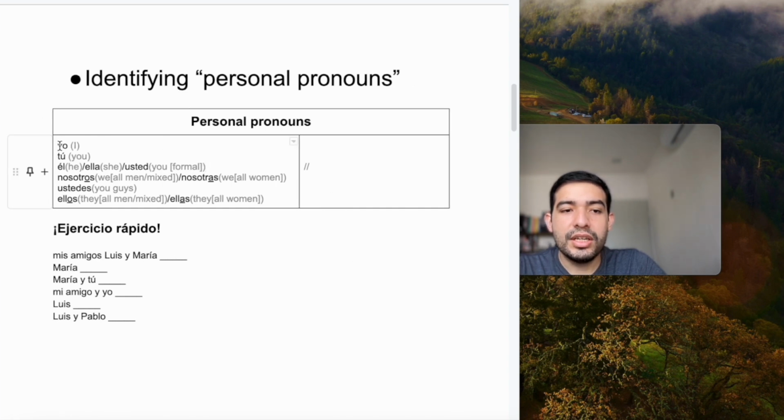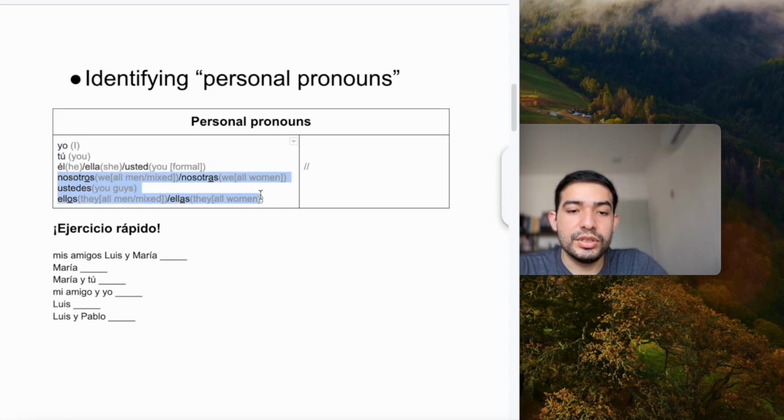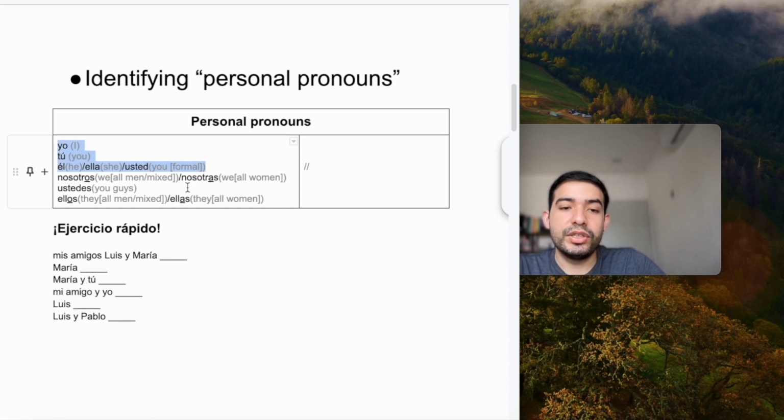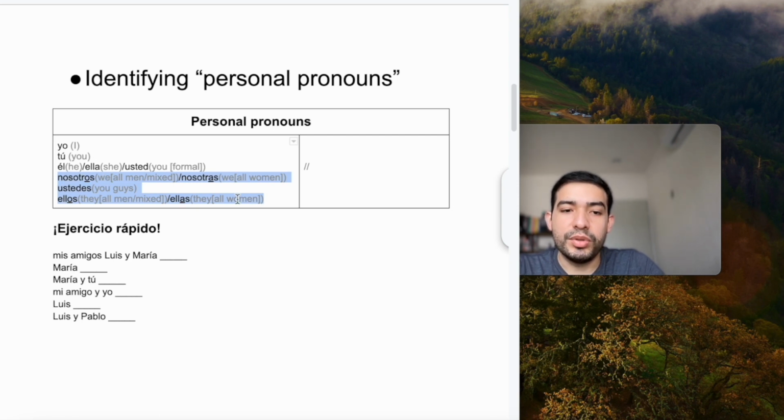Now, just as yo, tú, él, ella, and usted are often called the first, second, and third person singular, these are called the first, second, and third person plural. Okay? Yo, tú, él, and ella refer to one person each, and nosotros, nosotras, ustedes, ellos, ellas refer to more than one person. Okay? Muy bien.